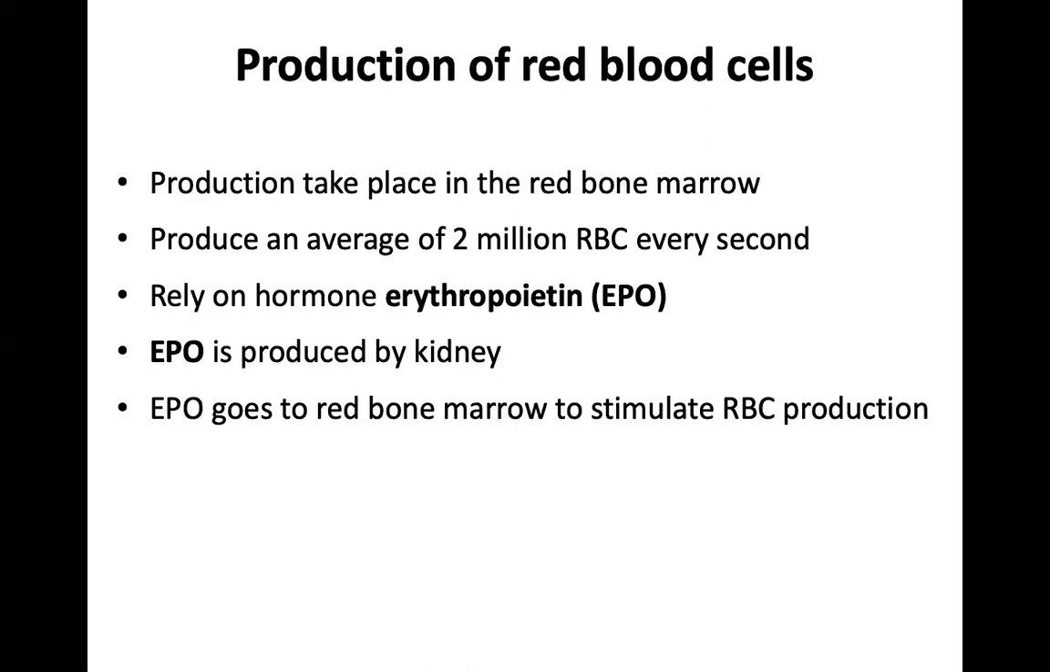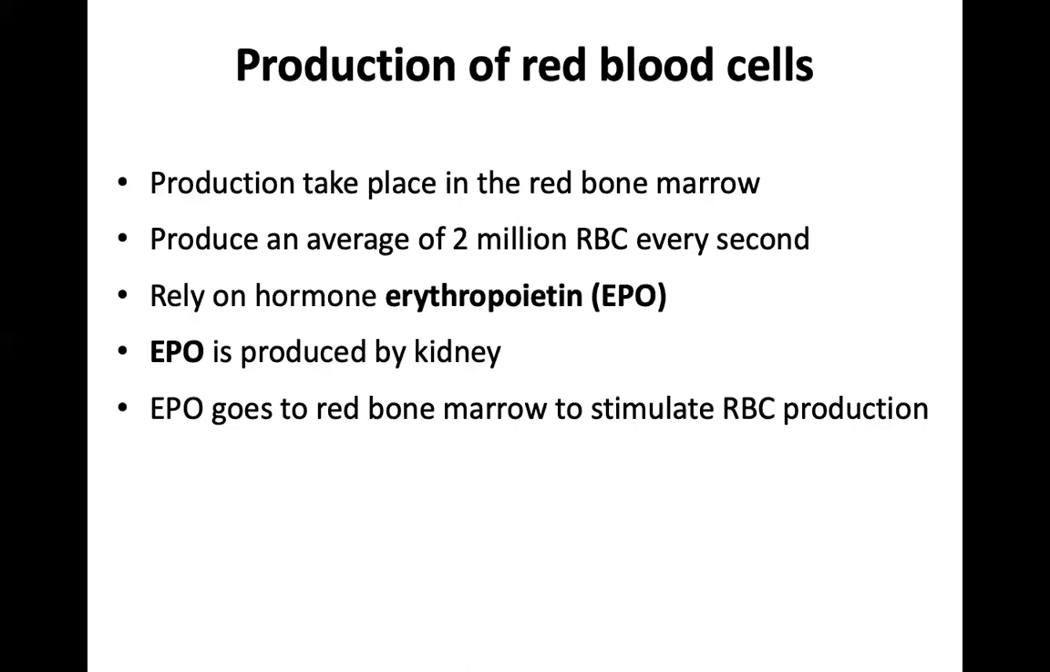On average, you're producing about 2 million red blood cells per second. And at the same time, you will be destroying about 2 million red blood cells per second. And that basically keeps your blood level at a consistent number. So destruction of 2 million and production of 2 million.